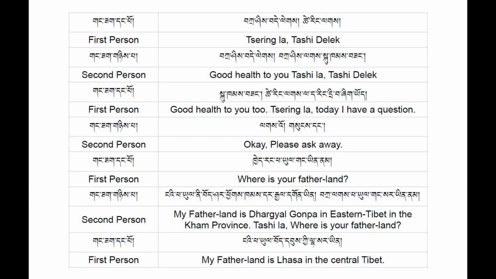So here the person is answering. So Tsering is saying my fatherland is Targil Gumba in the eastern Tibet in the Kham province. So saying that my fatherland, or the place from where my father or the generation of my father's family come from is the Targil. It's a place in the eastern Tibet in the Kham province.